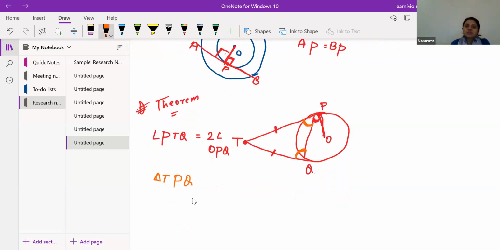This is what we have to prove here. And we are starting with the triangle TPQ. We can see it's an isosceles triangle. Hence, I am saying that the opposite angles will also be the same, right? Now we can say that angle TPQ must be equal to angle TQP, right?